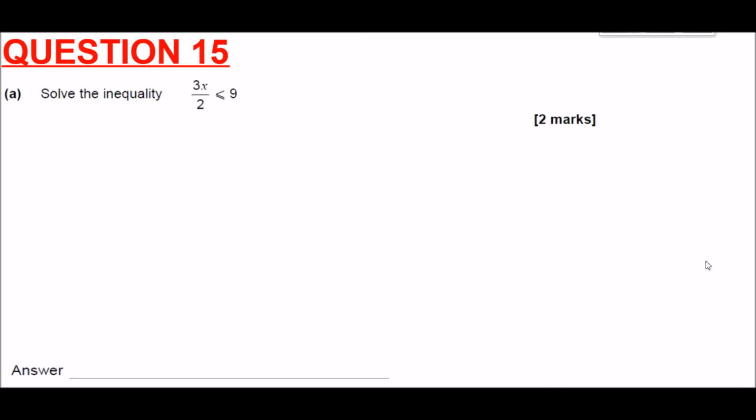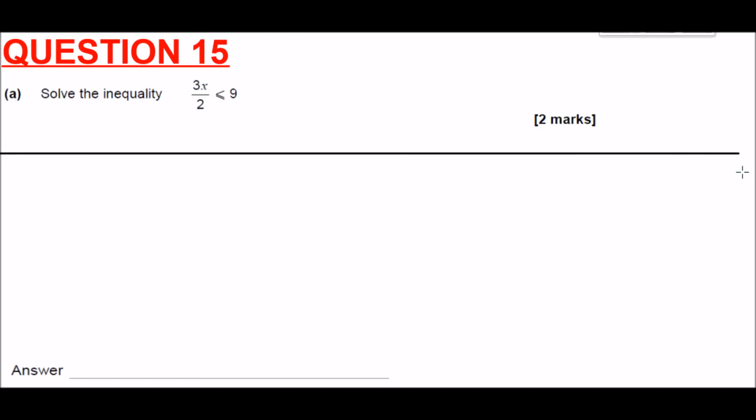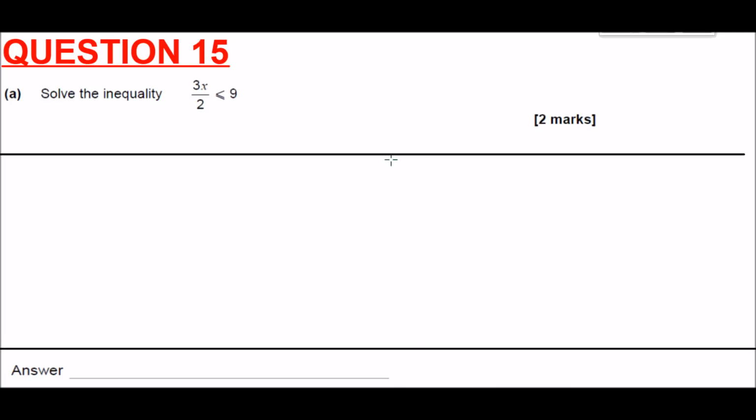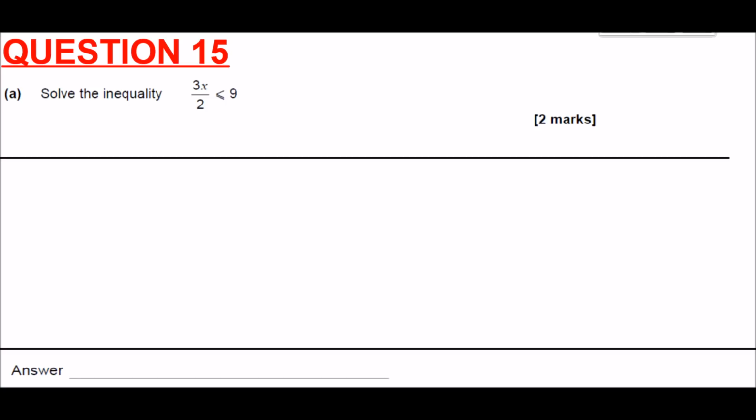Question 15, we have an inequality to solve. I'll show you one way of doing it and then I'll show you another. I'll just divide this screen into 2 separate parts for this one. The main thing I'm going to say for all of these, for both options, is that the inequality symbol can actually be treated as an equals sign. I'm not saying it's the same thing, it's not, but when you're solving inequalities, the inequality symbol can be thought of as an equals sign. So from now on, I want you to think of it as 3x over 2 equals 9.